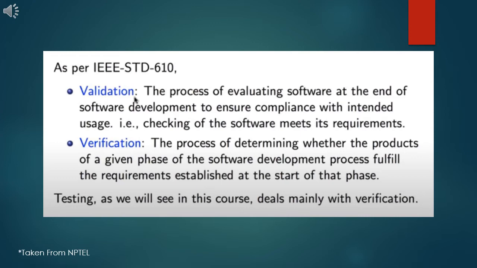Verification, on the other hand, is a continuous process. At each stage of the software process cycle, all the software artifacts, which are nothing but the deliverables obtained after each of the phases, are checked. For example, after the requirement phase, you get the SRS document. After the design phase, you get the design document. Likewise, each of these artifacts or deliverables can be verified for correctness.